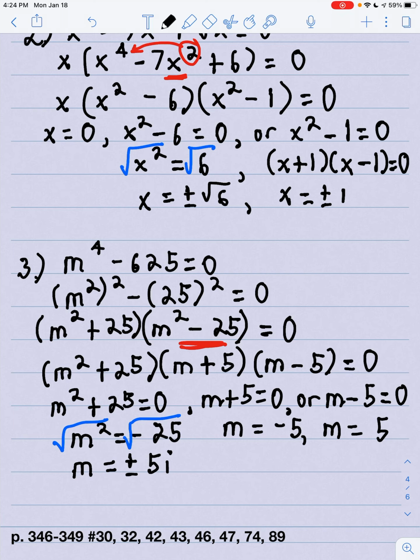All right, your homework is on pages 346 to 349. You are doing numbers 30, 32, 42, 43, 46, 47. Then skip some pages, 74, and 89 is a graphing one. So you could use technology to help you if you wished. And if you want to get that one out of the way right away during class time, you could do that borrowing a calculator, but you need to make sure you sanitize it and put it back in the case.